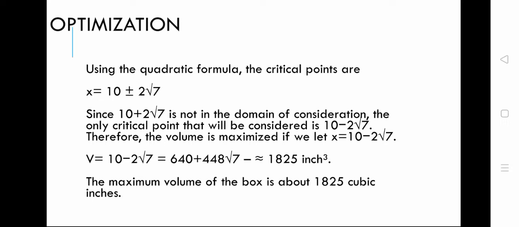Since 10 plus 2 square root of 7 is not in the domain of consideration, so parang greater than 12 siya, the only critical point that will be considered is 10 minus 2 square root of 7. Therefore, the volume is maximized if we let x be equal to 10 minus 2 square root of 7. So, di ba ito na yung, ano natin, ito na yung volume actually.